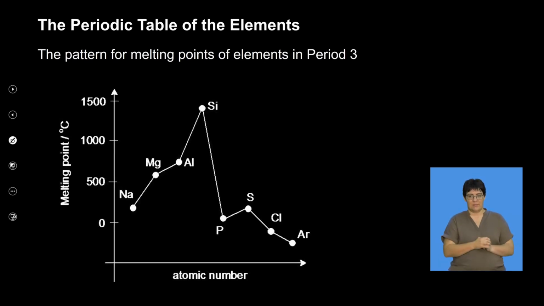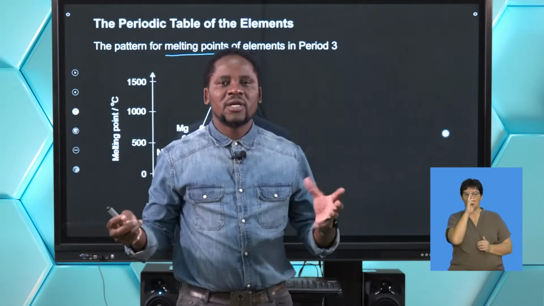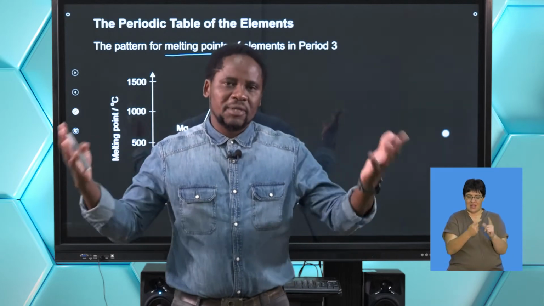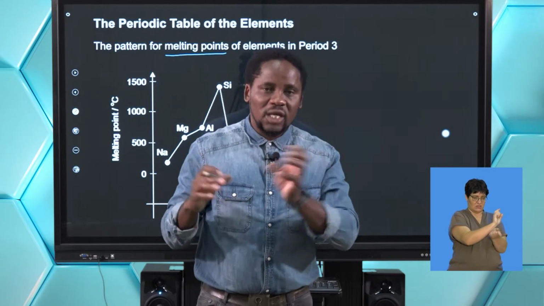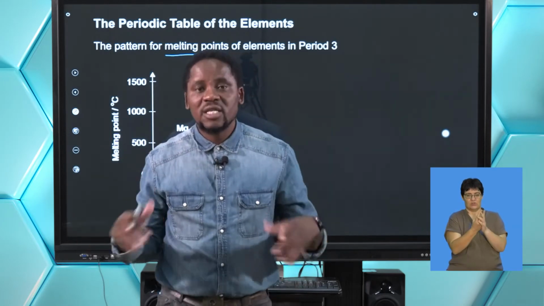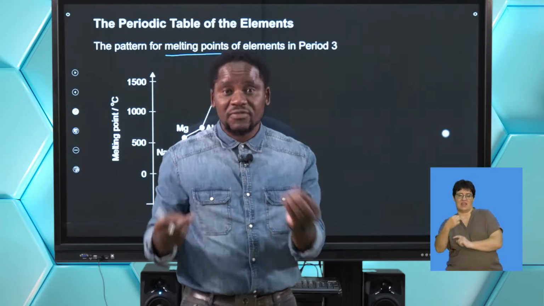Now, this is the pattern of melting points. Remember what we would have understood in terms of the melting point: the temperature at which a material changes from one phase or state to the other. And that's also an indication of the strength in terms of the physical properties.